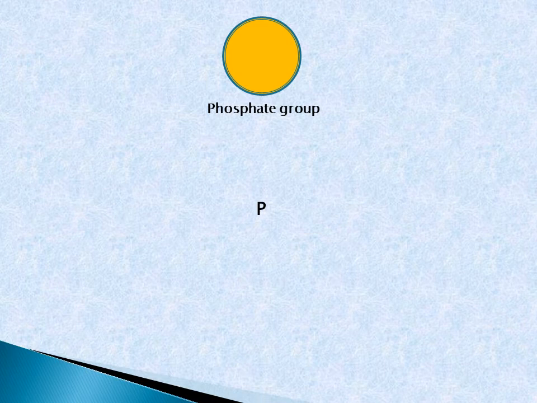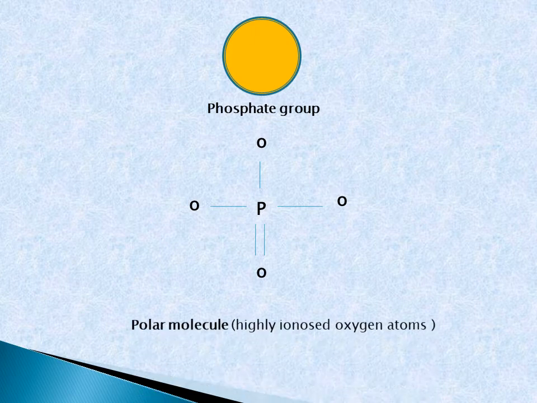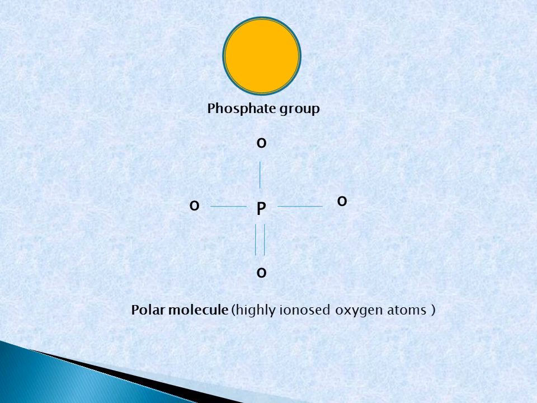So the first group is the phosphate group. It consists of phosphorus in the center, to which four oxygen atoms are attached, which are negatively charged. Phosphate group is a polar molecule because of the presence of highly ionized oxygen atoms.